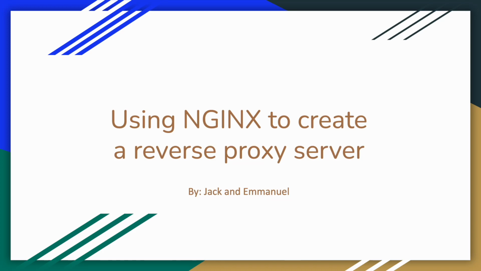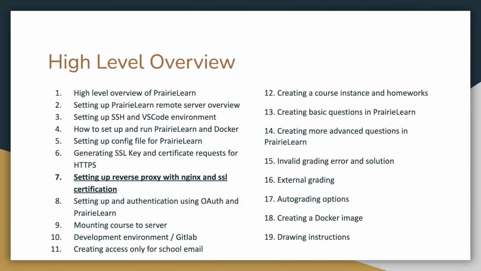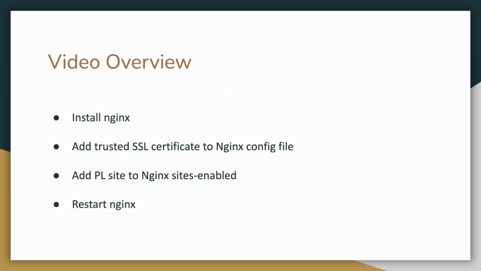So this presentation will be going over using NGINX to create a reverse proxy server. Here's a high-level overview of the whole process, and we are currently on step 7. The video overview will install NGINX, add a trusted SSL certificate to the NGINX config file. We're going to add the PrairieLearn site to the NGINX sites-enabled folder, and we're going to have to restart NGINX.